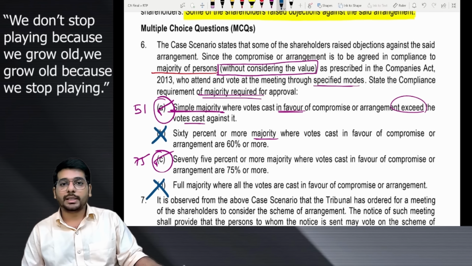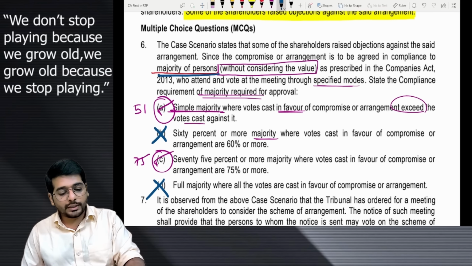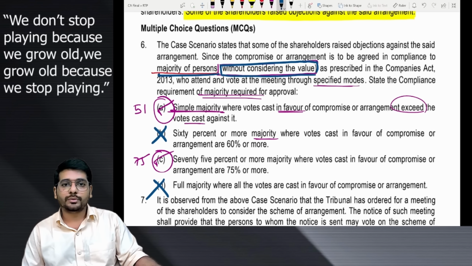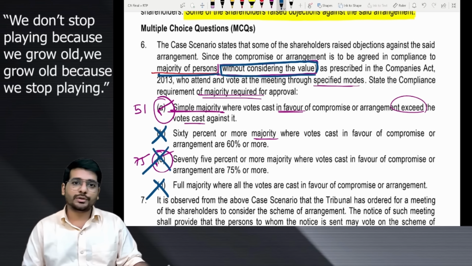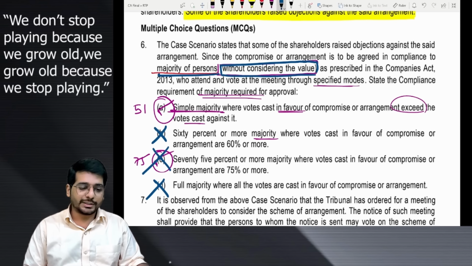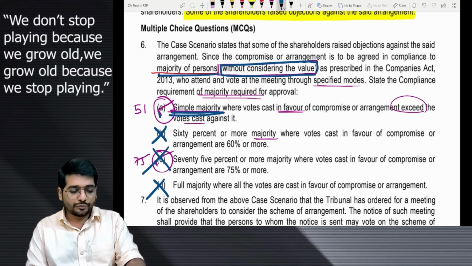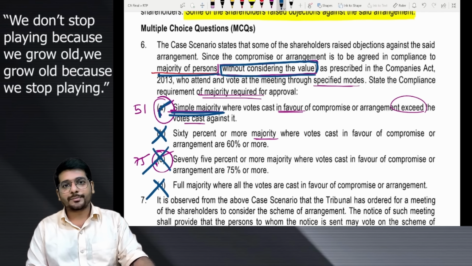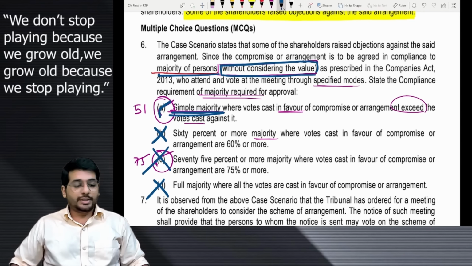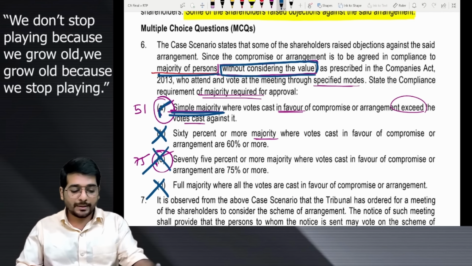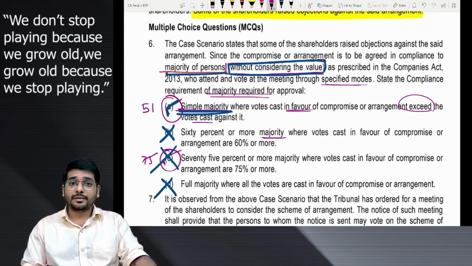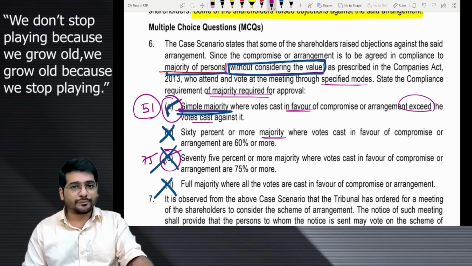Now read the question properly. They said approval from majority of persons without considering the value. 75% anyways did not denote value over here. It was also denoting number only, so that also is irrelevant for me. And without considering value, it is 51% in number. So my first option gives me the correct answer. Tricky point, tricky question, tricky answer. But welcome to CA Final then, I would say. One point, one word, small things you have to focus on.